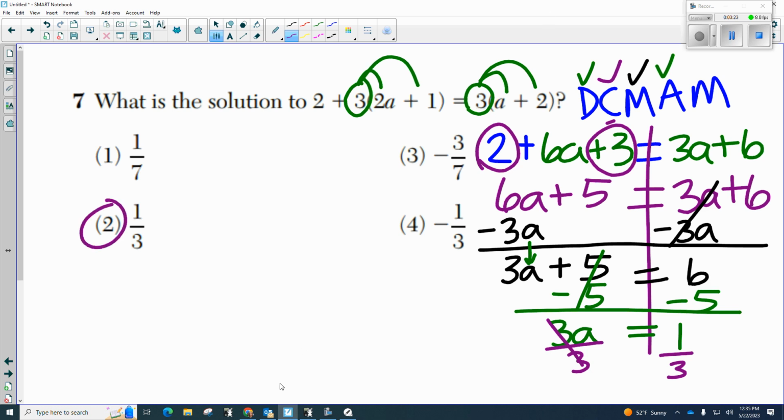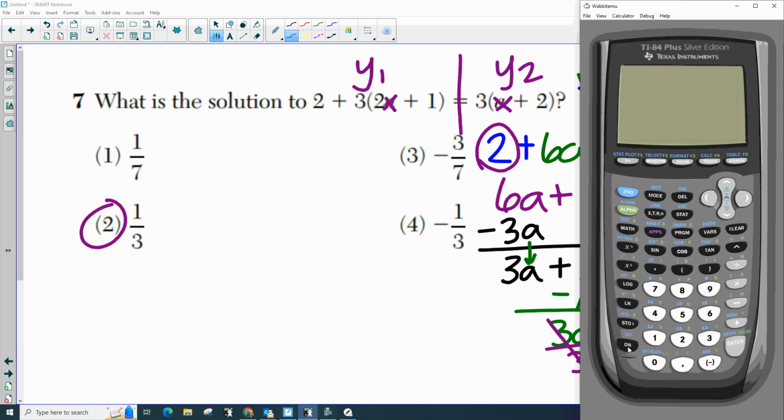Okay, now the other strategy that I wanted to go over was using the calculator. Now, I mean, one strategy with the calculator is to just plug in the answers and see which one makes it true. Okay, but I'm actually going to show you, we're going to treat this like a system. If I put one side of the equal sign into y1 and the other side into y2. And remember, when we use our calculator, the variable we're going to want to use is an x. So I'm going to switch those a's out and make them x's.